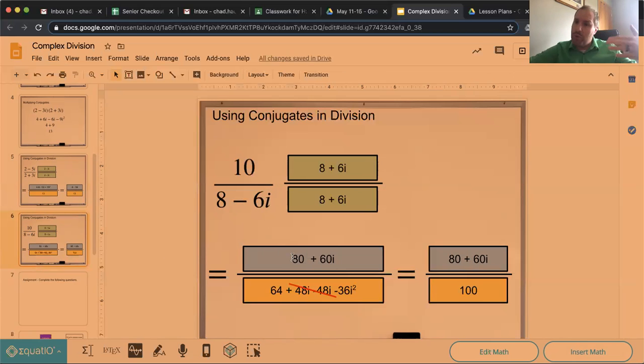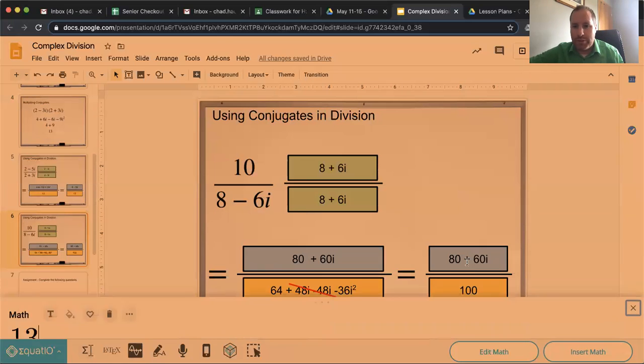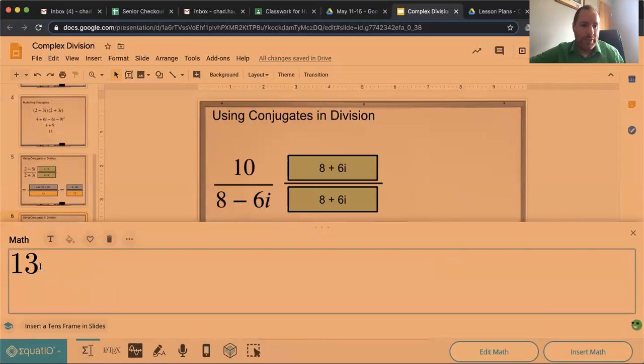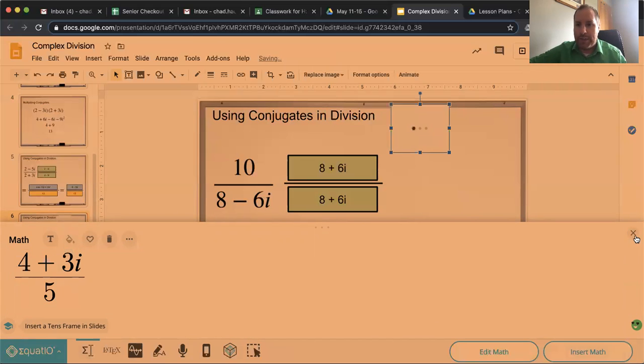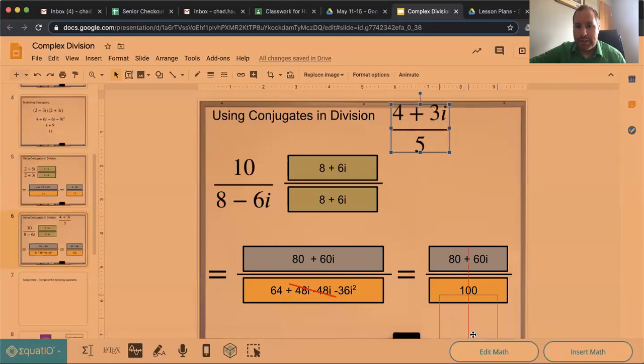But this one here, you could go one step further if you want to. You don't have to, but you can if you want. Here, since everything, you have to reduce between all three pieces. Now you can't just reduce between like the 80 and the 100. You have to reduce between all of them. So all of these are actually divisible by 20. Okay, so if we reduce everything there by 20, we would have 80 divided by 20 is 4, and then 60 divided by 20 is 3i, and then that's all over 100 divided by 20, which is 5. Okay, so that's okay to do if you reduce everything down.